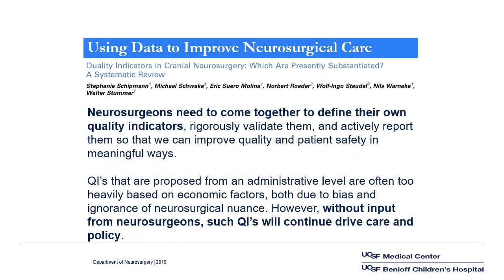It is important for neurosurgeons to come together to define their own quality indicators, to validate them and actively report them so we can improve quality and patient safety in meaningful ways. Often, quality indicators that are proposed from an administrative level are too heavily based on economic factors. However, without input from neurosurgeons, such quality indicators will continue to drive care and policy.